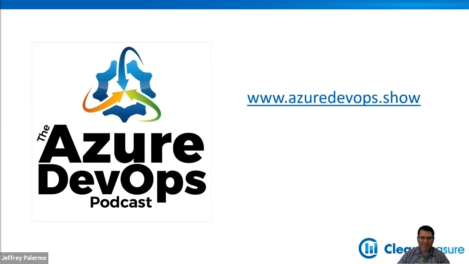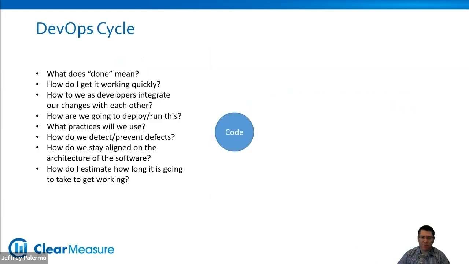And so let's dive in and get a quick overview of the DevOps cycle. Now, we're going to start with code, okay? Everything is around code. And before we think about DevOps, well, we have a lot of programmers, and programmers write code. And we're always thinking, okay, what does done mean? How do I get it working? How do we as team members integrate our changes? All the questions that we normally ask, that is present when we're thinking, okay, our hands are on the keyboard.